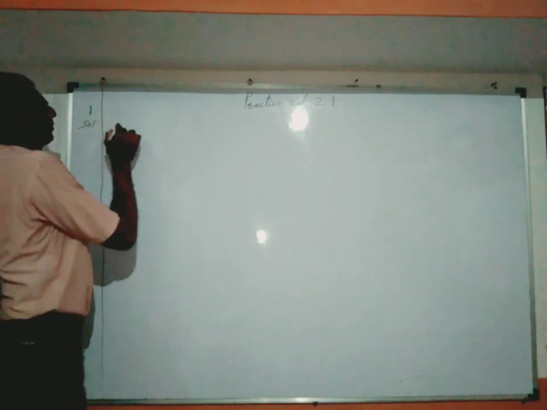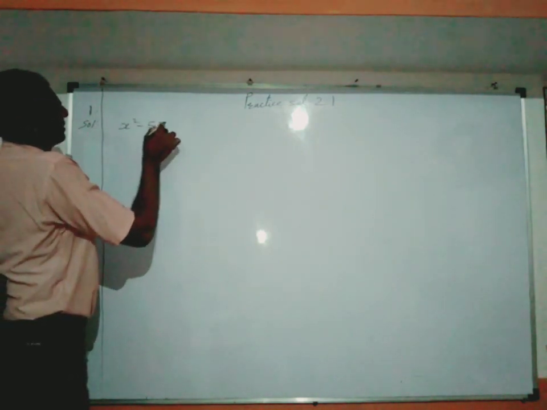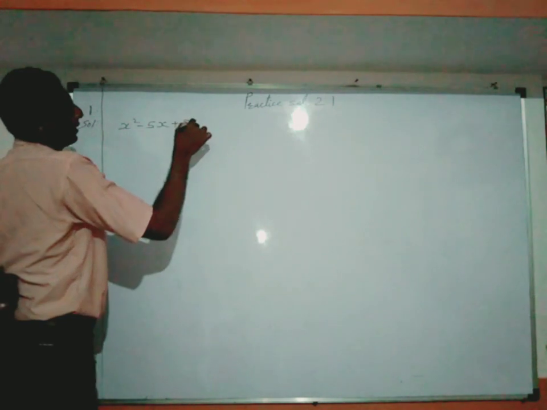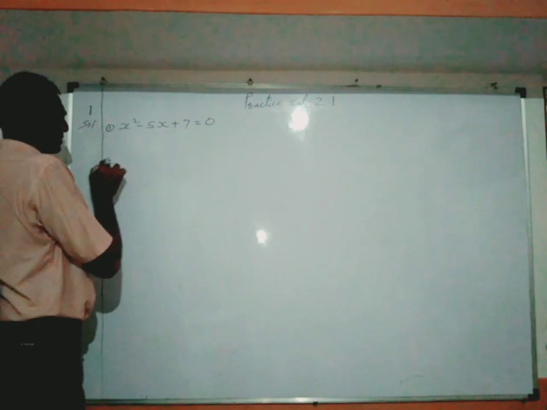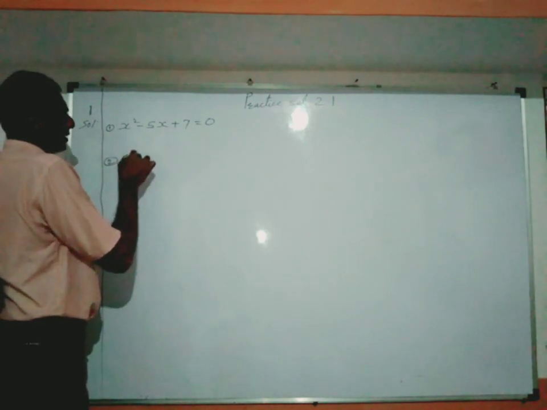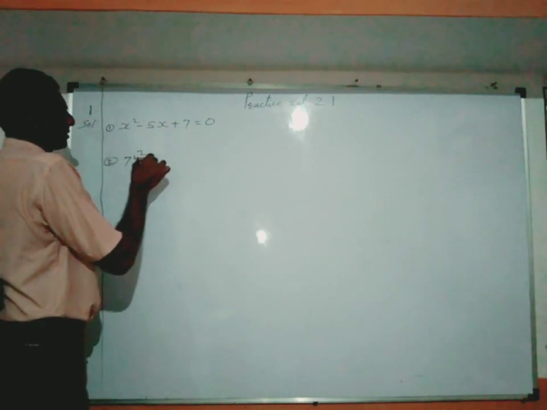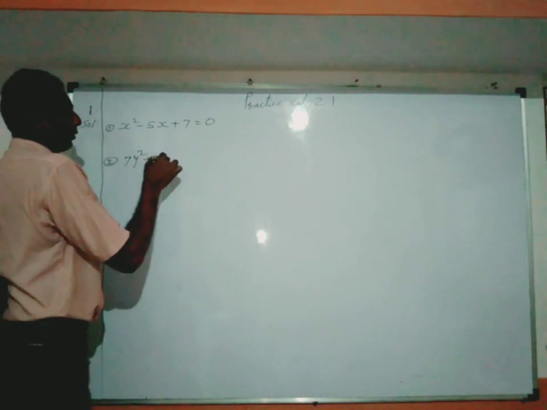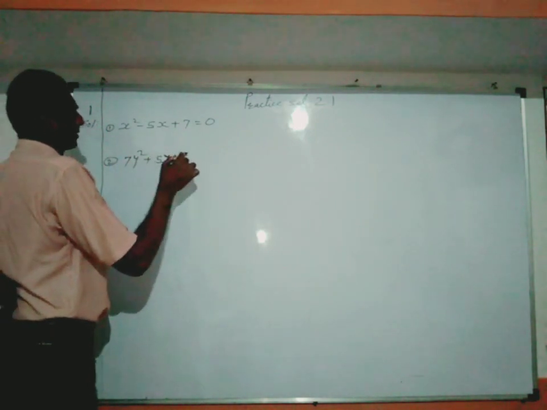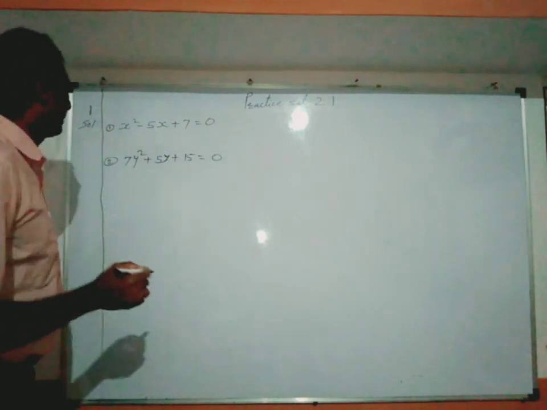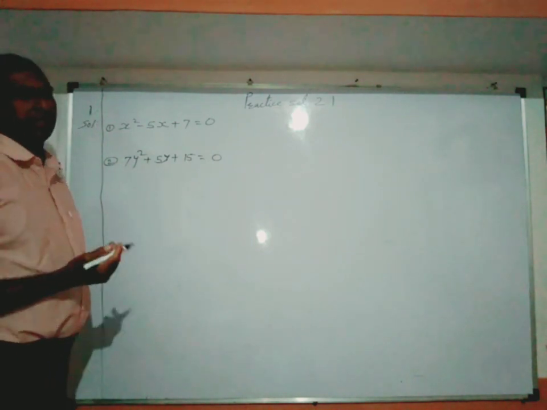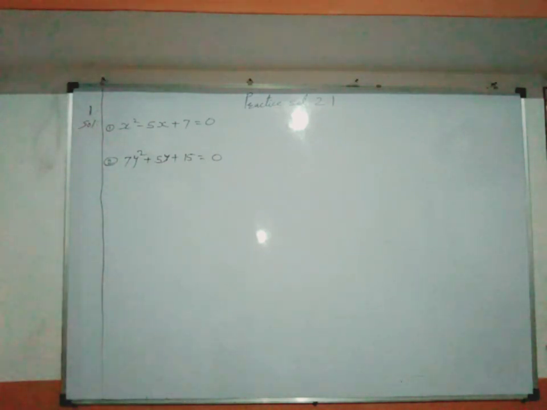Let us suppose x square minus 5x plus 7 equal to 0. That is first example. Second example, 7y square plus 5y plus 15 equal to 0. Okay, these two examples are sufficient. Let's see question second.